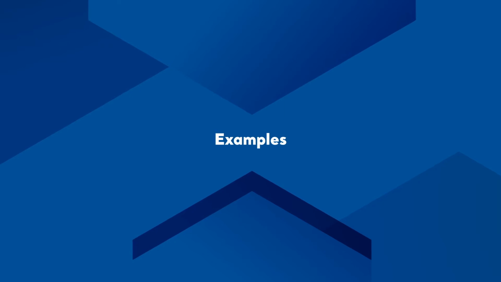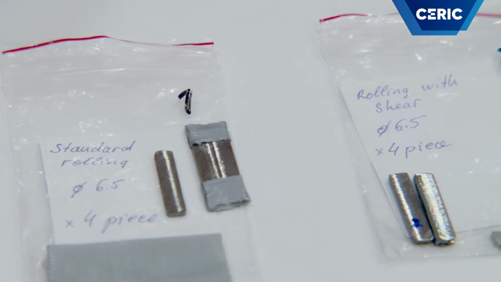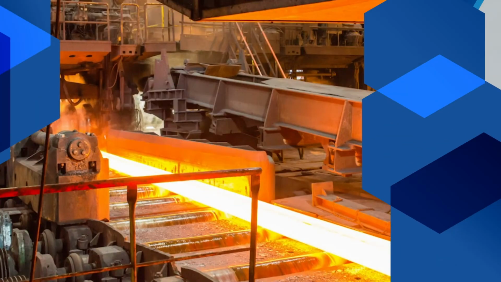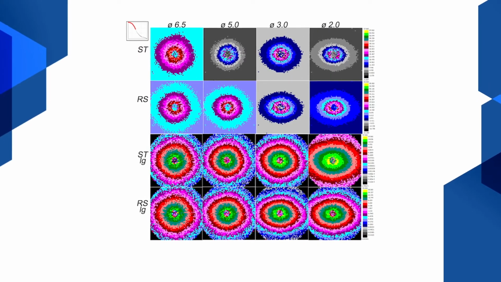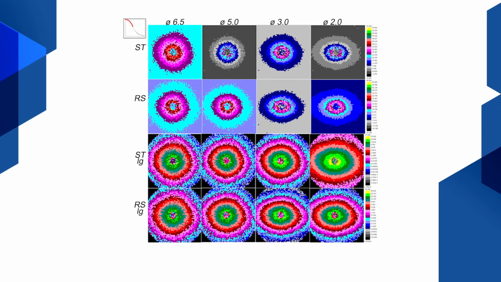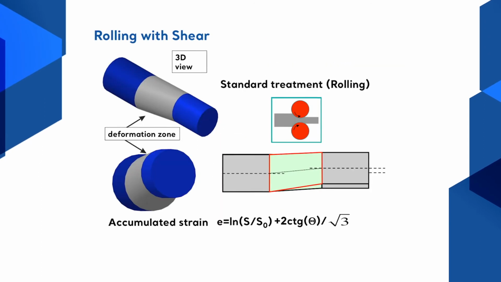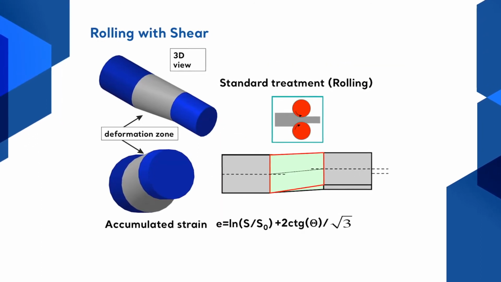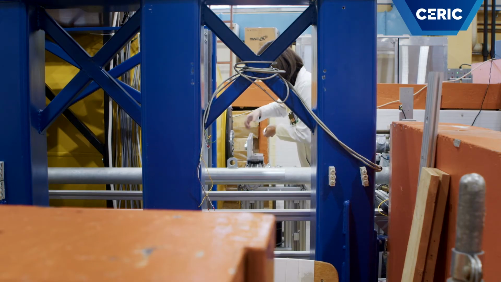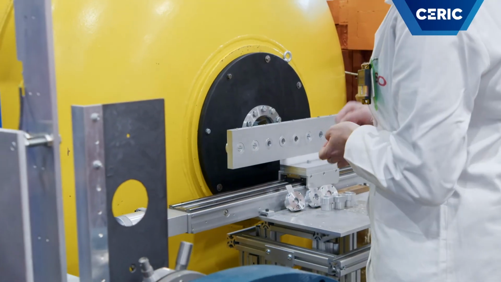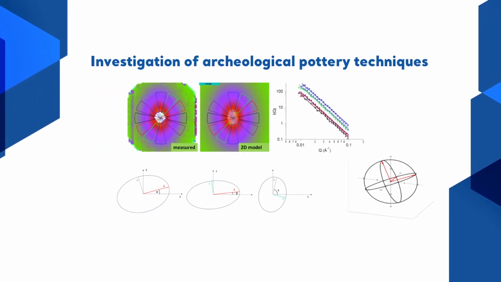Let us give some examples. Recently, the nanostructure of steels produced by the rolling with shear has been studied and compared to steels produced by the standard technology. The significant nanostructural difference between the prepared samples was observed in our experiments, and this could explain the advantages of the rolling with shear technology, where besides the nucleation, the healing of the nanovoids is also taking place.